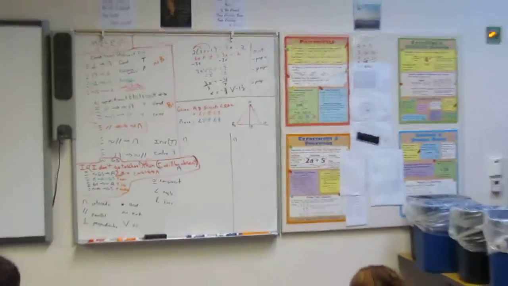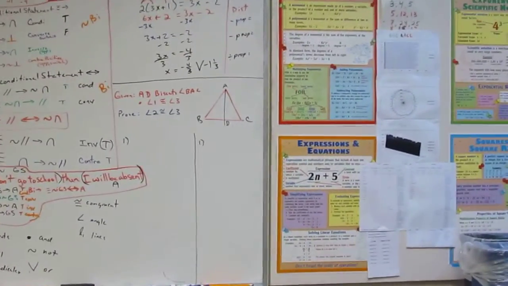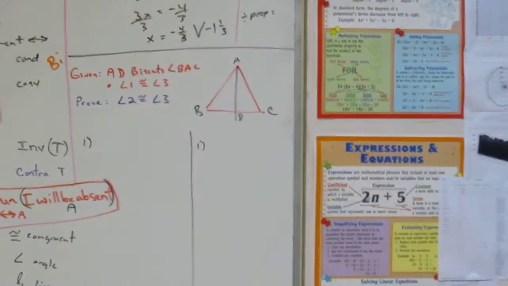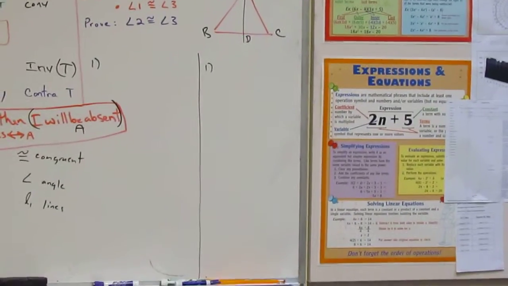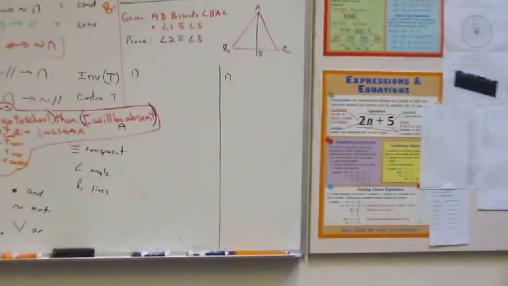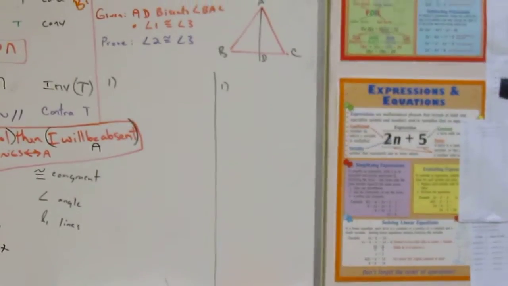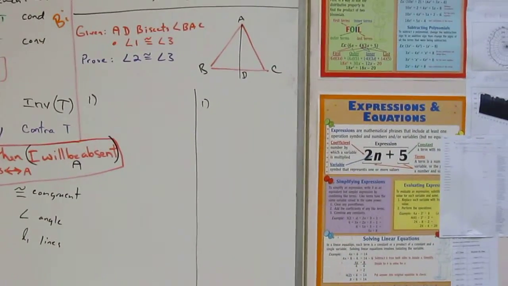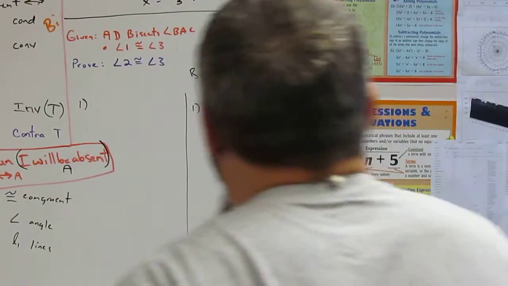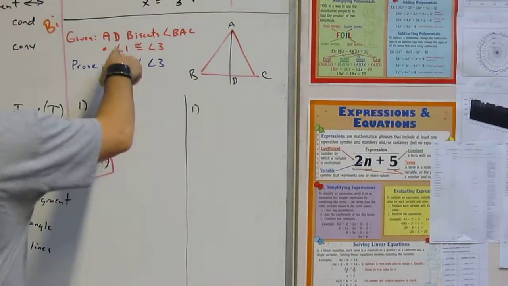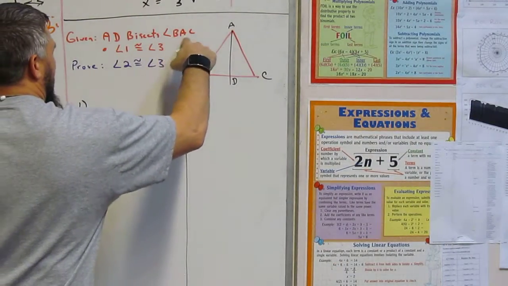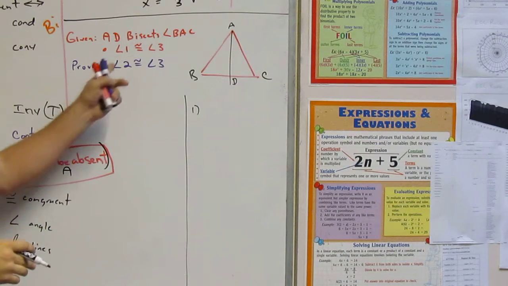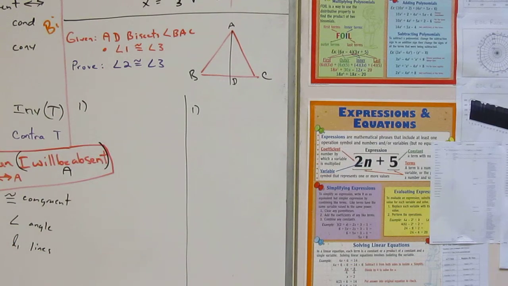Try to zoom in on this proof. Alright, we've got the given: AD bisects angle BAC, and angle 1 is congruent to angle 3.